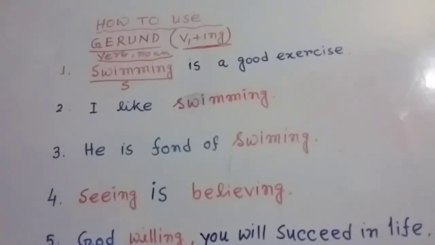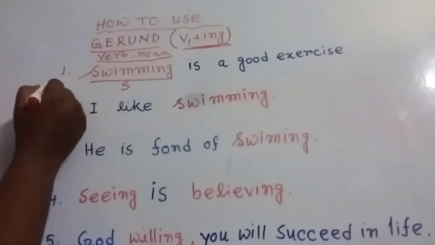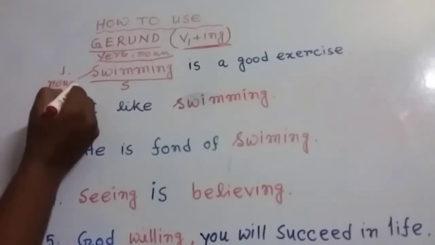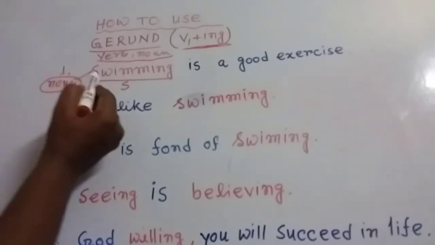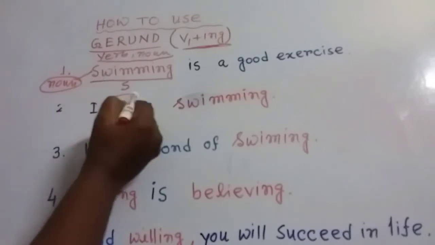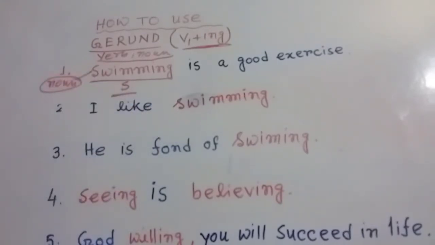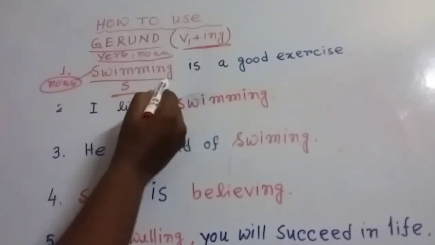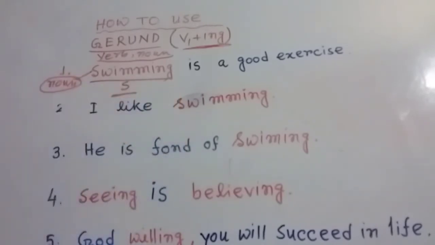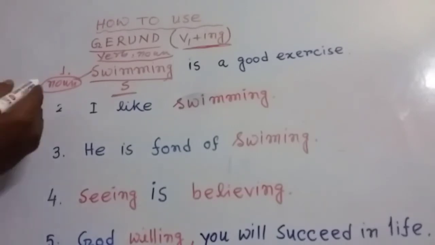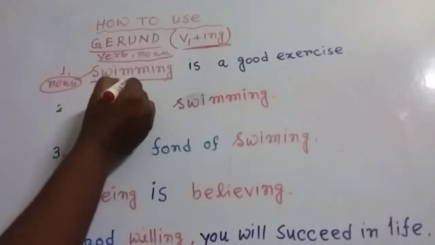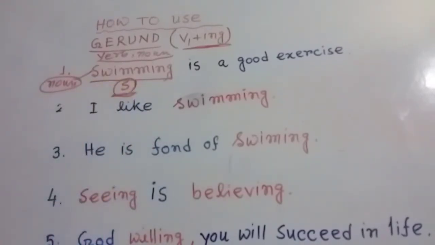And you know, my dear friends, a verb cannot be a subject. So obviously it's a noun. That means this noun is being used as the subject in this sentence. And as it is a noun, it is called a gerund. So the gerund may be used as the subject of a sentence. So here we have used this gerund as a subject.